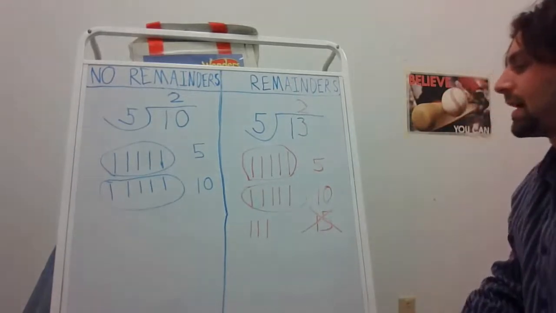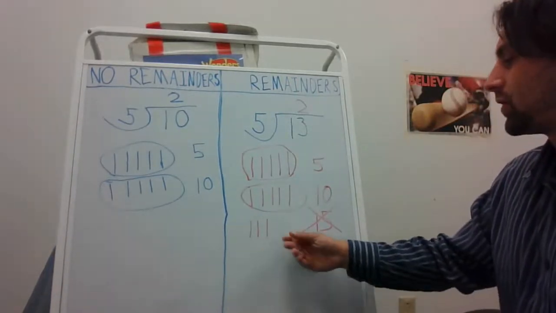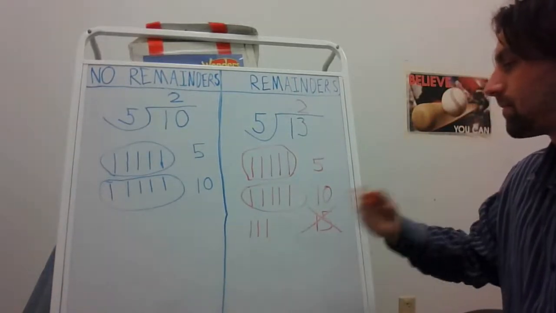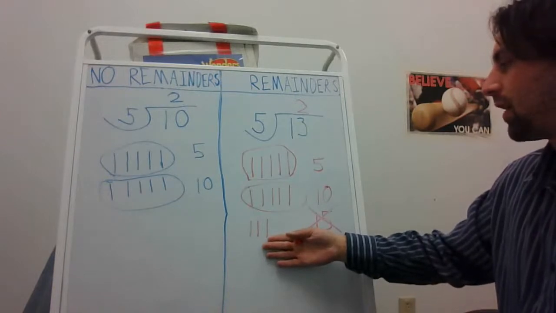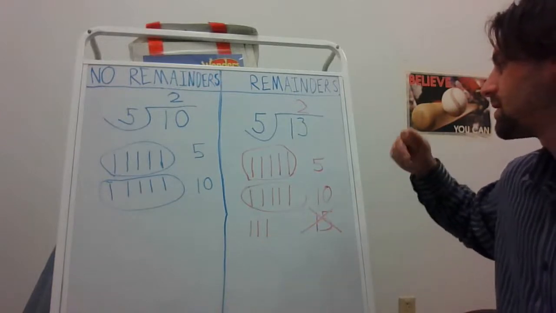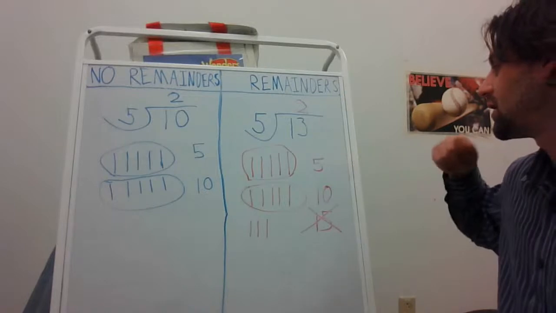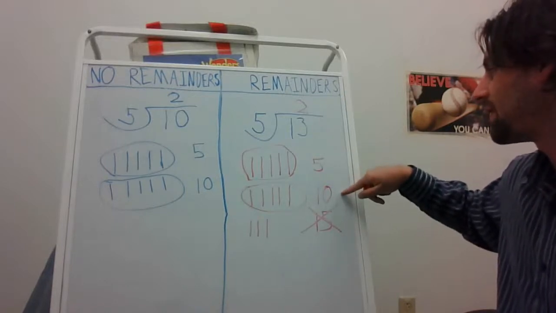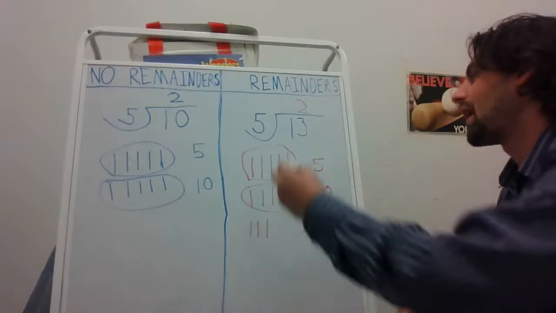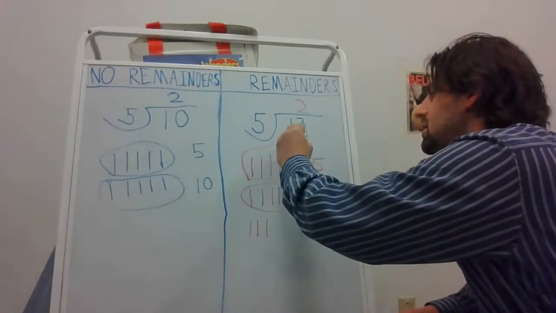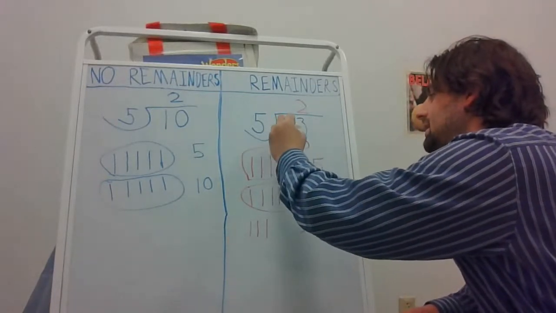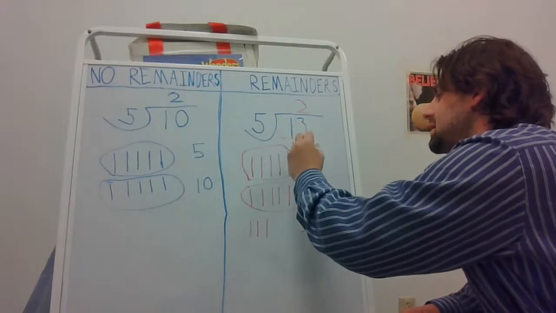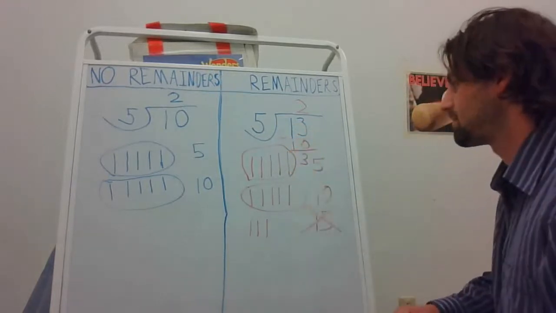So to figure out the remainder with the picture strategy, you can just look at what I was not able to get a group of. But for the skip counting strategy, when I was skip counting by 5s, I landed on the number 10. That's the closest I could get to 13 without going over 13. So 13 minus 10 equals 3.